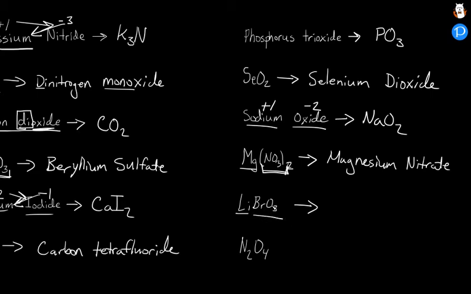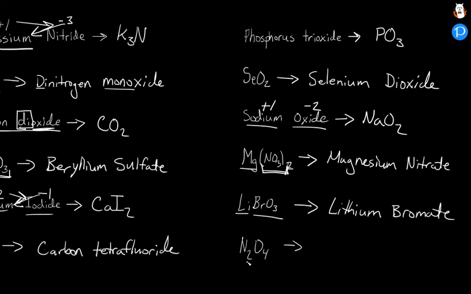Next one, lithium, and this is another polyatomic ion. This is bromate. And again, same thing as this one up here. So I've got lithium, and I've got this bromate ion. That's it. Last one, N2O4, 2 nonmetals.